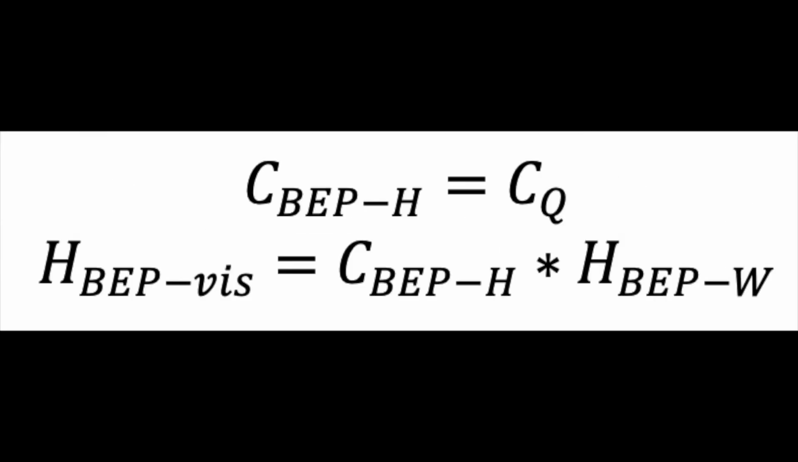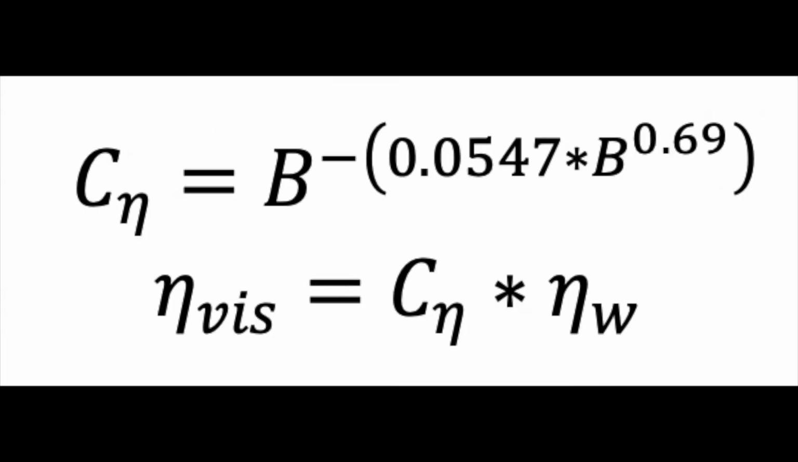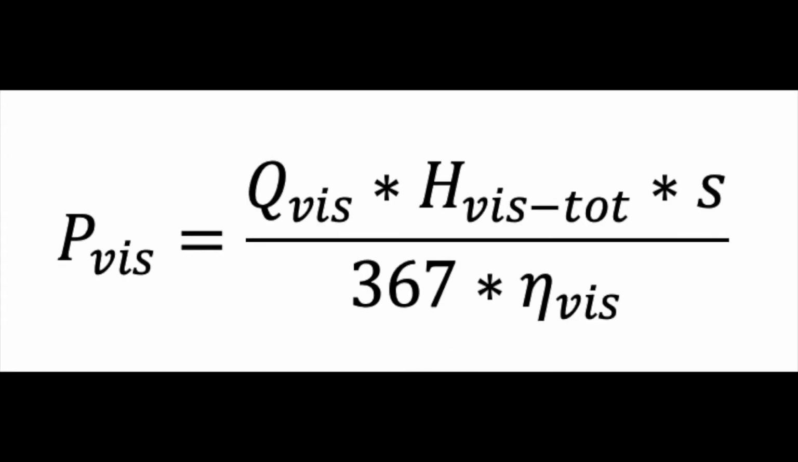Also, to find the head at the best efficiency point of the viscous fluids, equations 4 and 5 were used. Having the volumetric flow rates of water and the correction factor of the head at the best efficiency point, the head correction factor was calculated with equations 6 and 7. To continue with the process, the correction factor for the efficiency needed to be calculated with equations 8 and 9, and finally the input power was calculated with equation number 10.